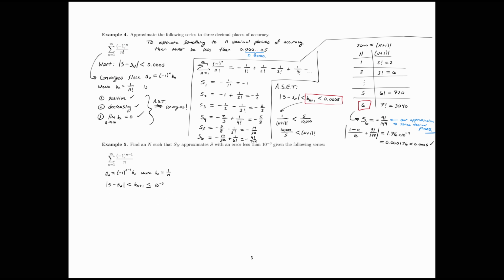Okay, so we know what b sub n is. It's 1 over n. So this right here becomes 1 over n plus 1. And 10 to the negative 3 is 1 over 1,000. So doing a little bit of manipulations, we find that we have to choose the value of n to be greater than or equal to 999. So we want to pick the smallest value of n that works, so we would choose n equals 999.